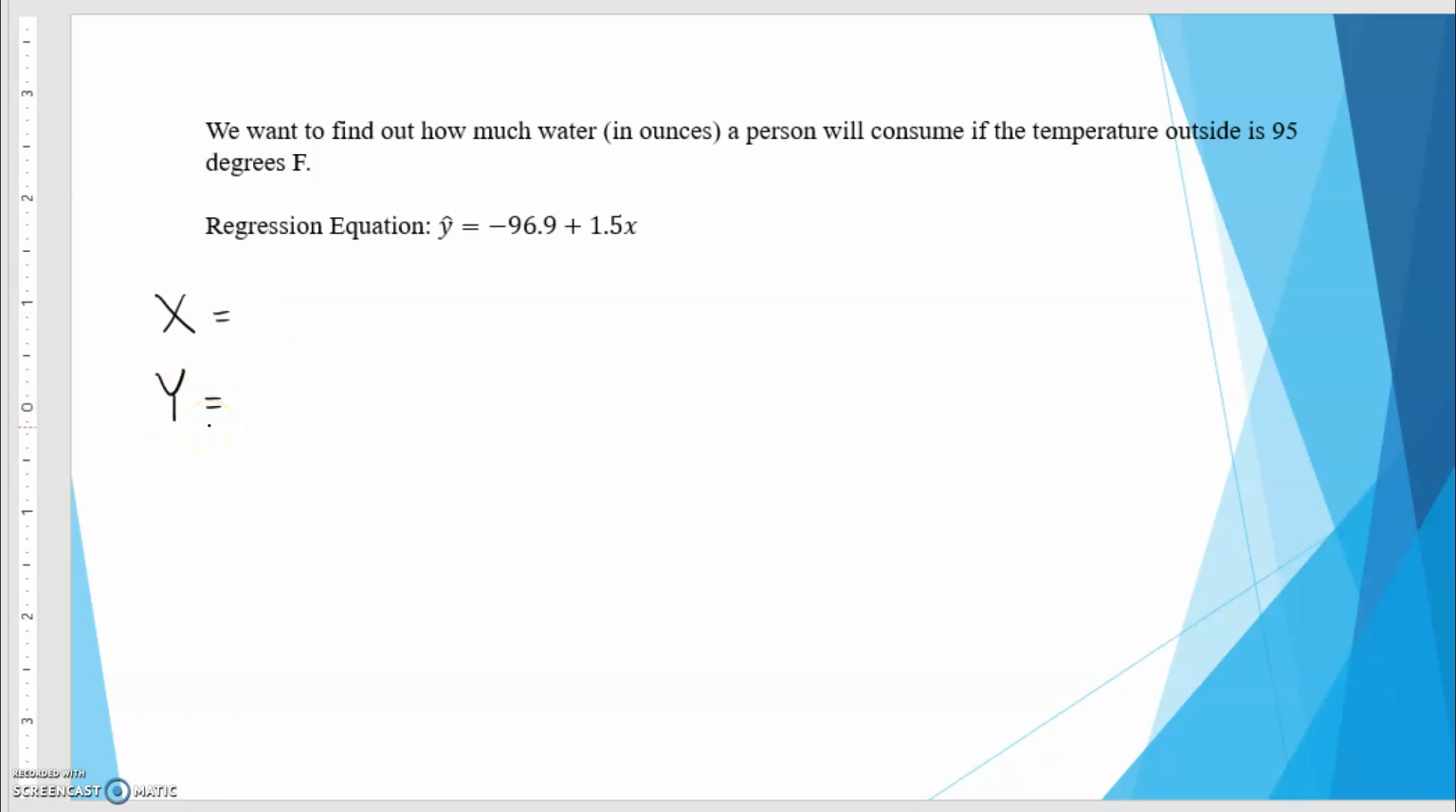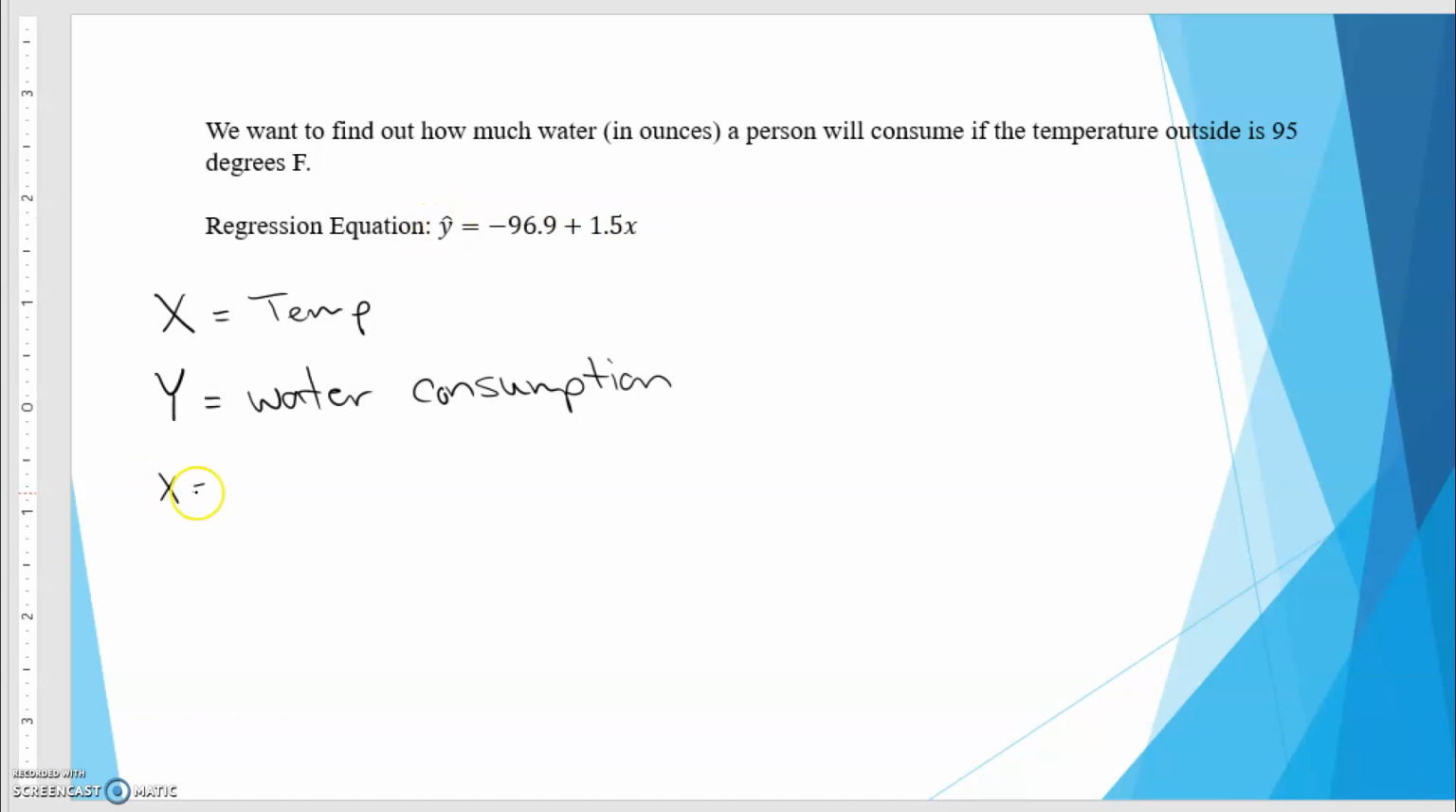We want to find out how much water in ounces a person will consume if the temperature outside is 95 degrees Fahrenheit. So what I'm trying to predict is water consumption. Water consumption is my y variable. What am I using to predict water consumption? Well, the temperature outside. So that means my x right here is temperature, and this y right here is water consumption.